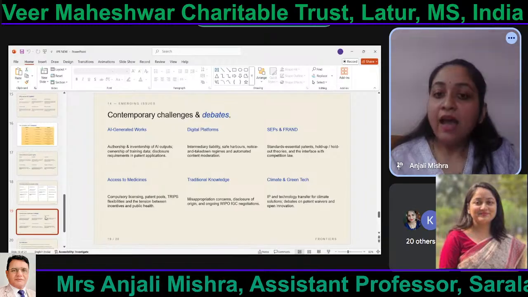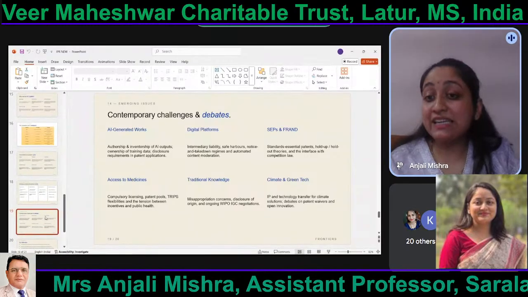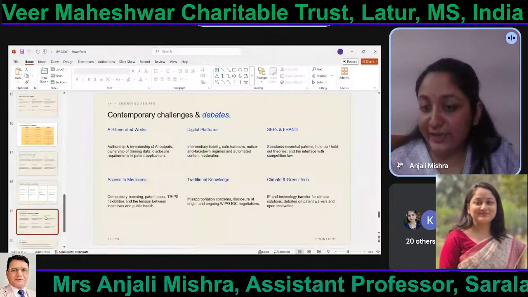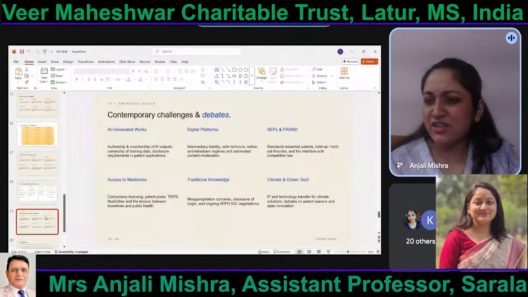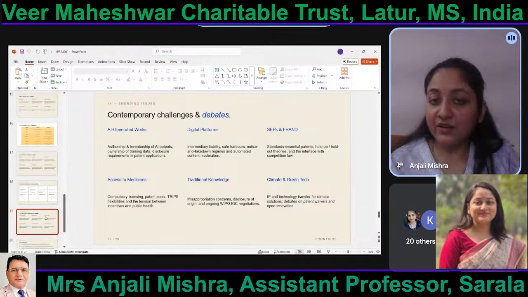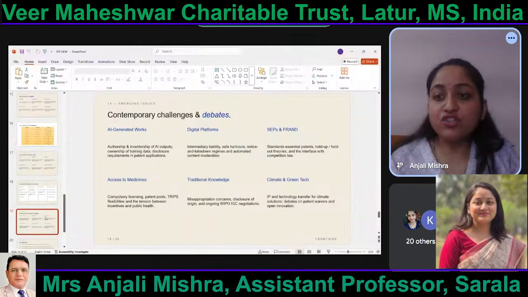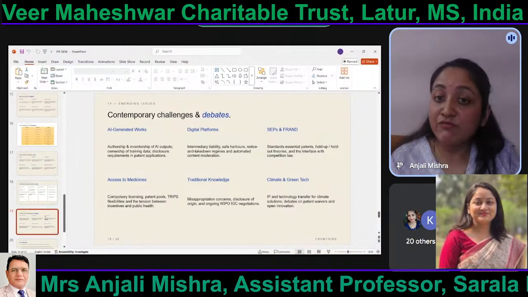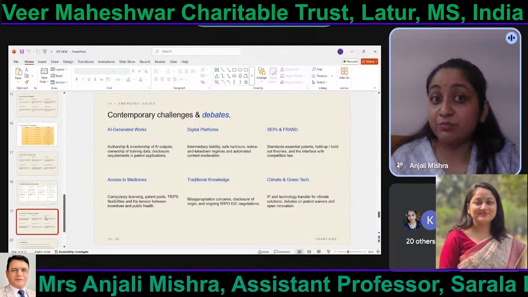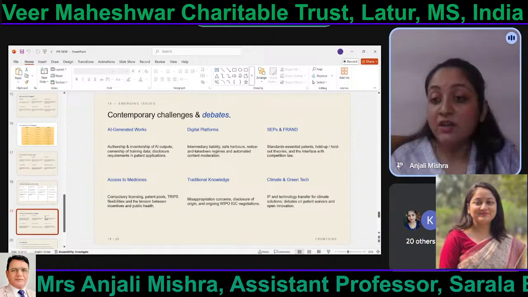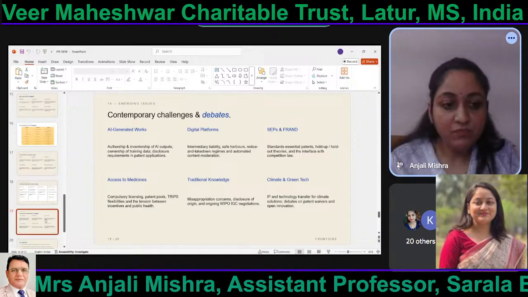And apart from that, we must also focus on green technology. We must also talk about climate preservation, considering everything. And thus, these are some of the contemporary challenges and debates when we talk about IP rights.